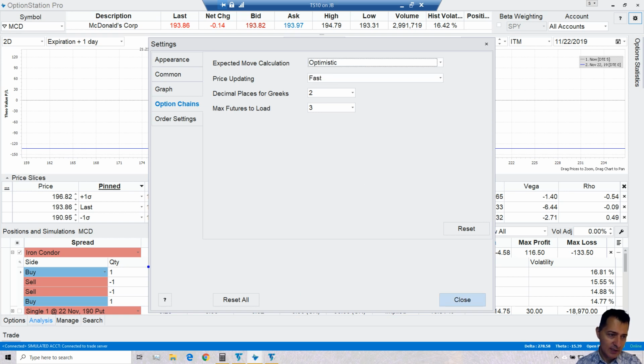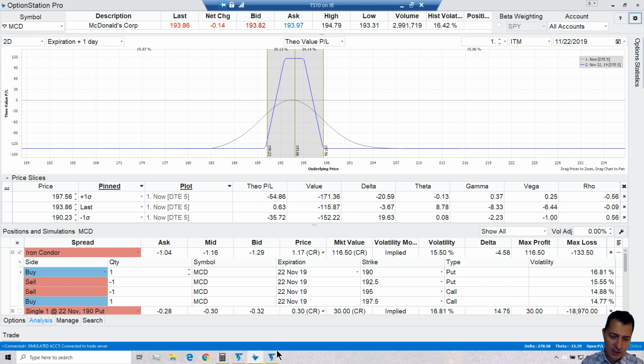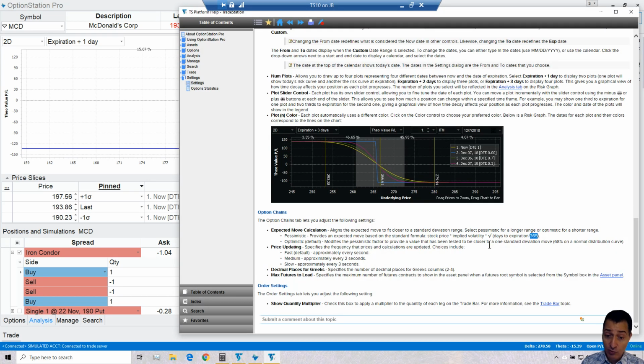Take a look on the right. Now it's 196, 190.95, where if I go back to pessimistic, it becomes 197 and lower 190, okay? So again, pessimistic is the one that we normally use, because another way to do it, and it's not wrong, okay guys, it's not wrong, if you use optimistic. It modifies the pessimistic factor to provide a value that has been tested to be a closer one to a standard deviation of a move, in other words 68% on a normal distribution curve.